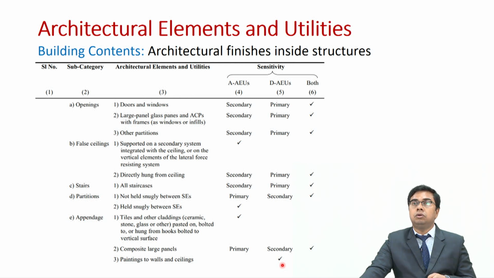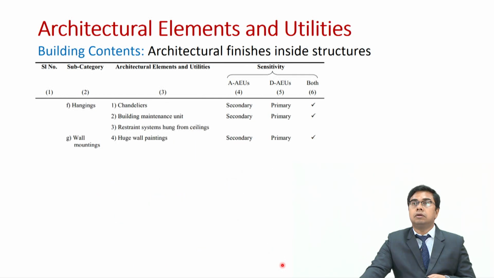Then let us look further into more architectural finishes inside the structures such as hangings, so chandeliers, building maintenance unit, restraint system hung from ceilings, then you have huge wall paintings. So all of these can be classified as ADAEUs, but if you have a very small painting, that can be classified as deformation sensitive AEU. Since it is massive now, it is both massive and flexible, it will be ADAEU.